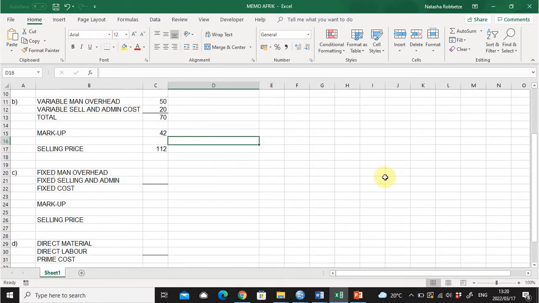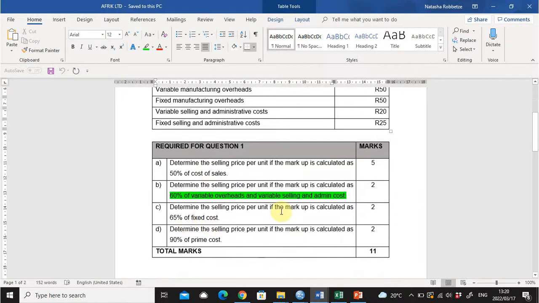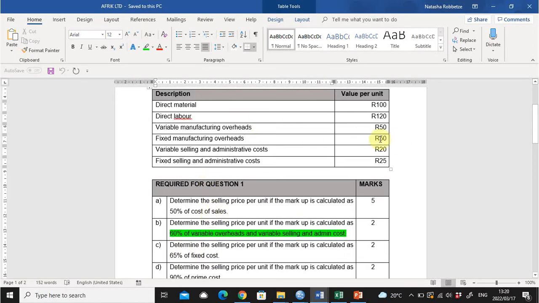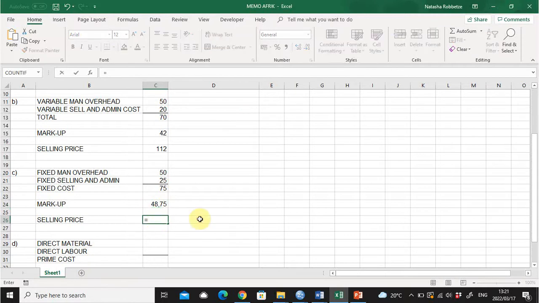For required number C, they tell us that we need to calculate the selling price if the markup is 65% of the fixed cost. So the fixed costs were 50 Rand and 25 Rand respectively. And then the total fixed cost should have been 75 Rand. The markup is 65%, so it's 75 times the 65%. And our total selling price is then the 75 Rand plus the markup.